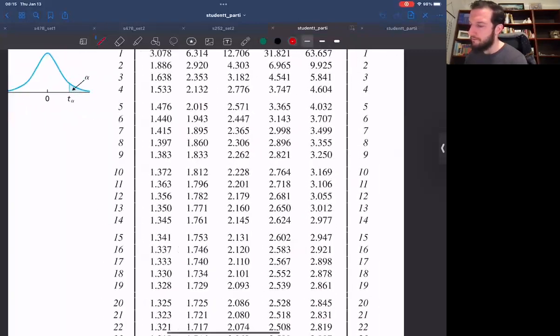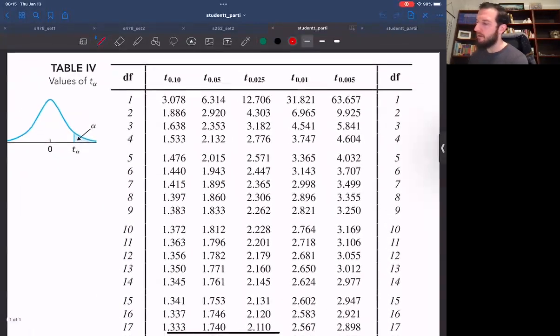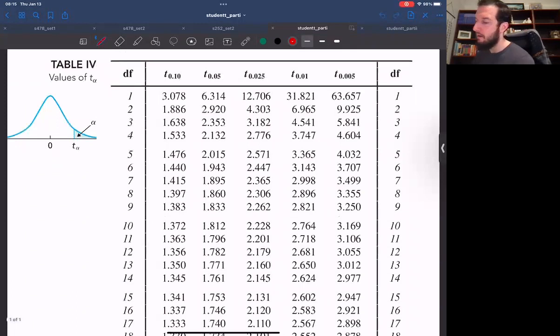So here's page 1. The way the student T table works is we have significance levels across the top row, and then we have degrees of freedom going down either side. So basically all we have to do is match the significance level to the degrees of freedom for the question of interest. And then that will give us our t value.